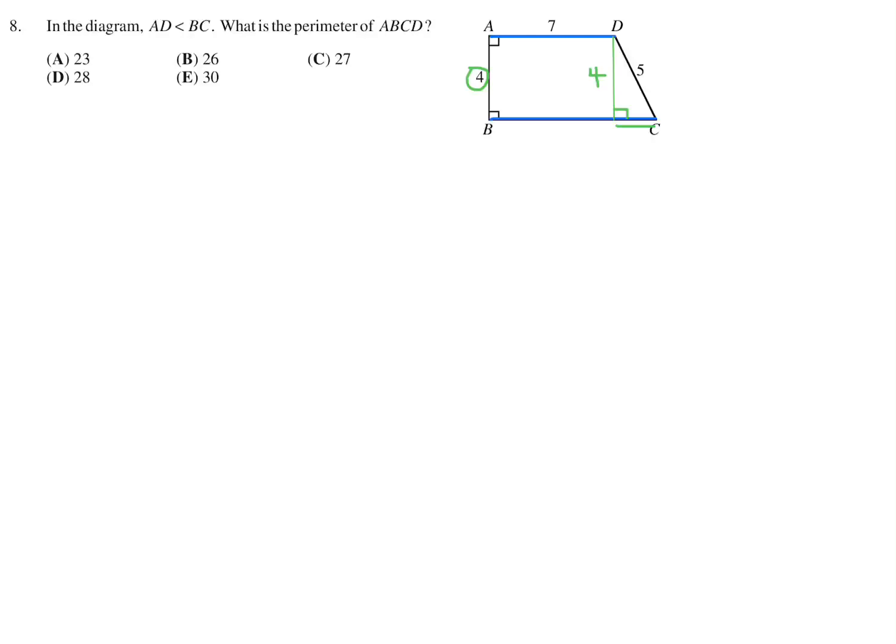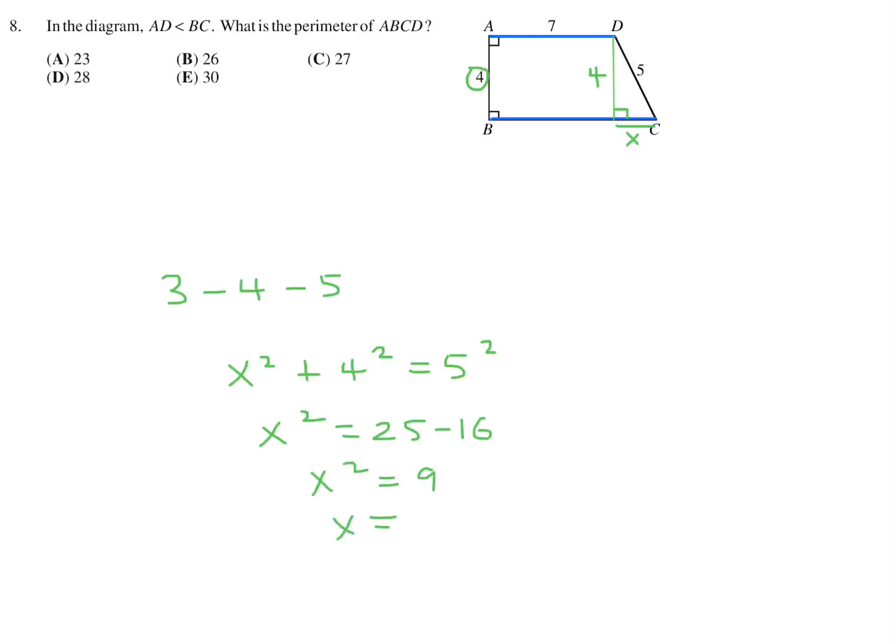So you can either just know that that's a 3, 4, 5 triangle, or if you didn't know that, you can just call that x, and say x squared plus 4 squared is equal to 5 squared using the Pythagorean theorem. And therefore this is 25 minus 16, and therefore x squared is equal to 9, x is 3. So x is equal to 3. And from here to here is 7, because it's the same as that.